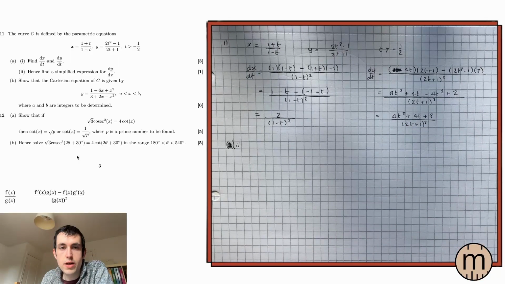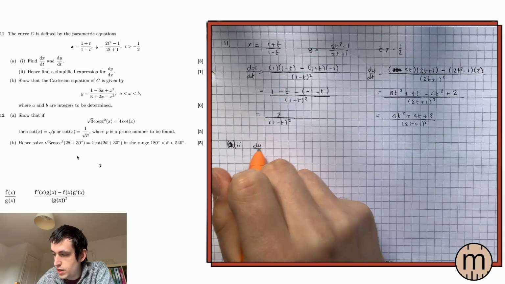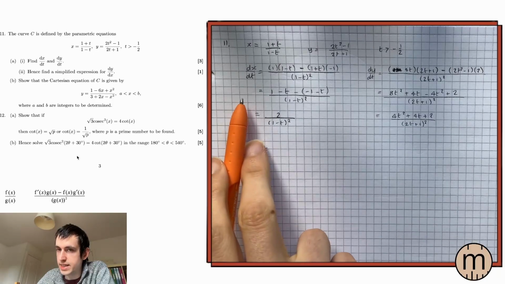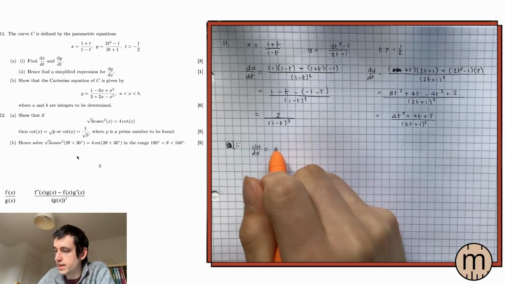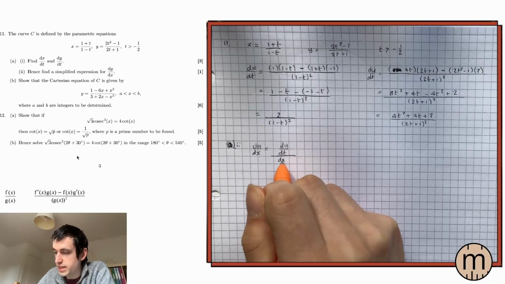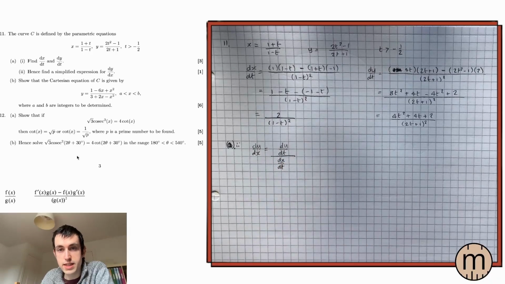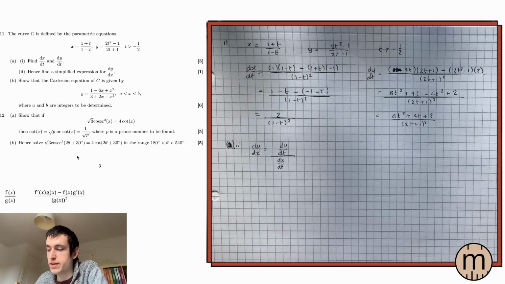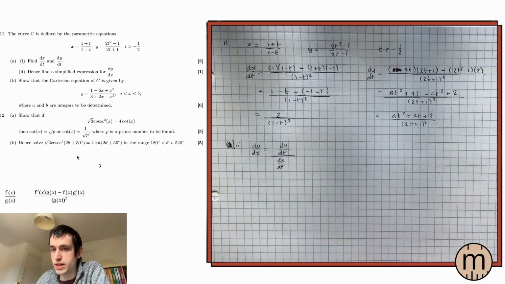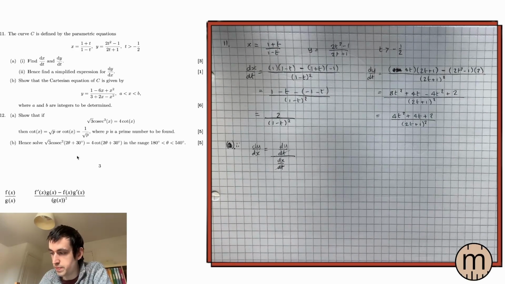For the next part, it says hence find a simplified expression for dy/dx. So you've got to understand that to get dy/dx, you need dx/dt and you need dy/dt. We're going to do dy/dt divided by dx/dt. I know that doesn't look very nice. That's the only way we're going to find it, dividing one derivative by the other, because the dt's cancel each other out and give you dy/dx, which is what we want.